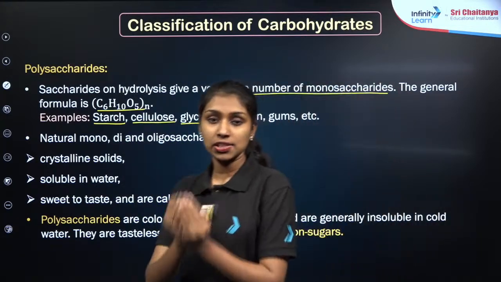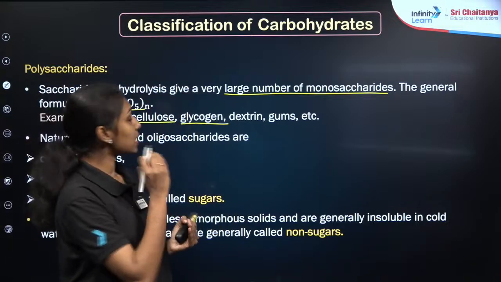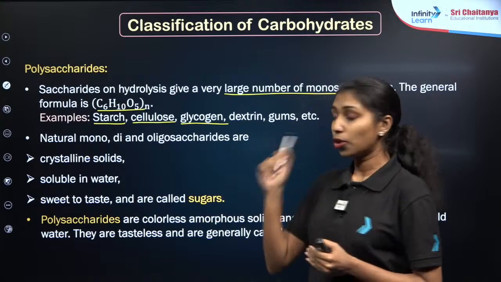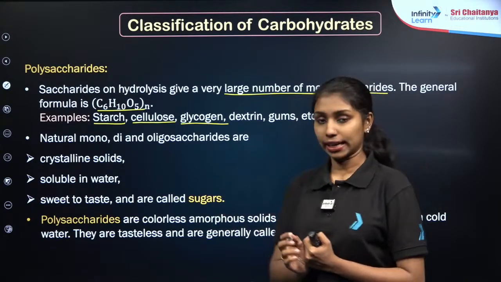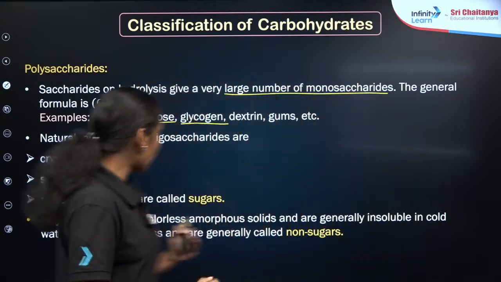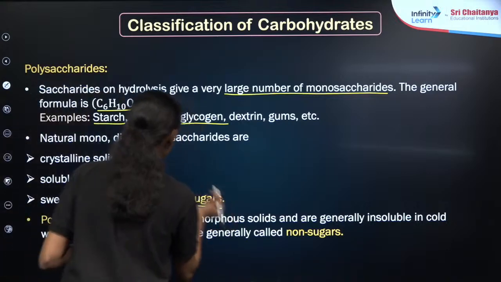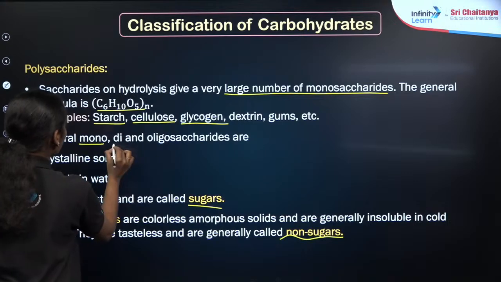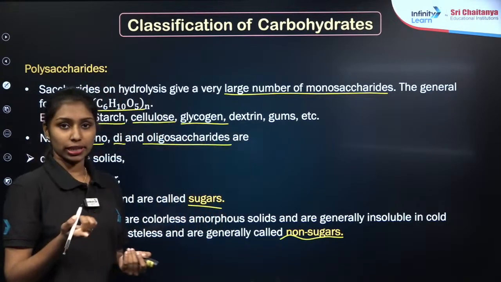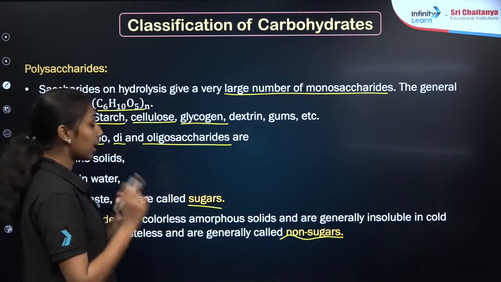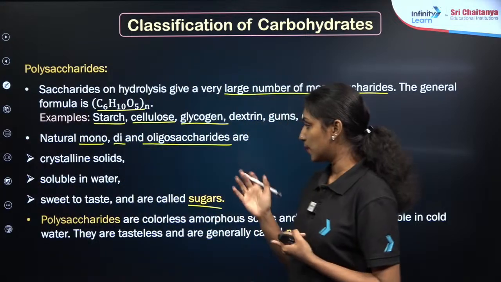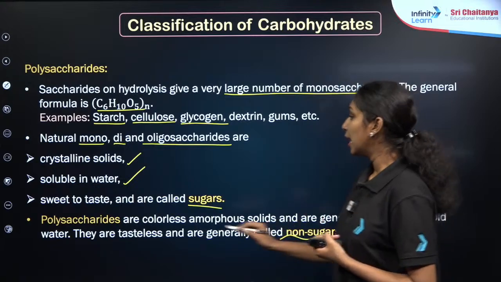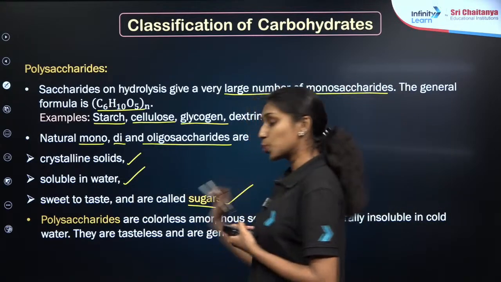We have already seen the classification of carbohydrates based on hydrolysis products, right? They are classified into mono, di and oligosaccharides, and the last one is the polysaccharides. Based on the properties, we can define them as sugars and non-sugars, right? What are the properties? Mono, di and oligosaccharides are crystalline solids and they are soluble in water. For example, glucose is soluble in water, right?